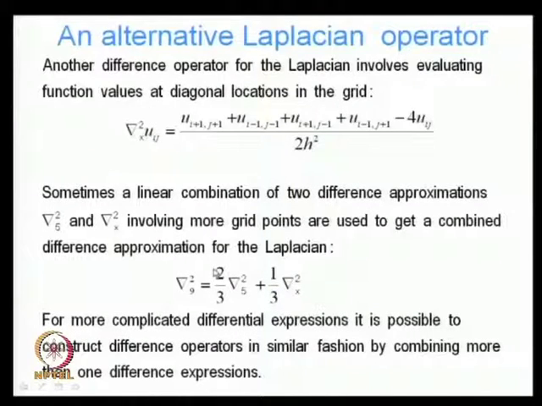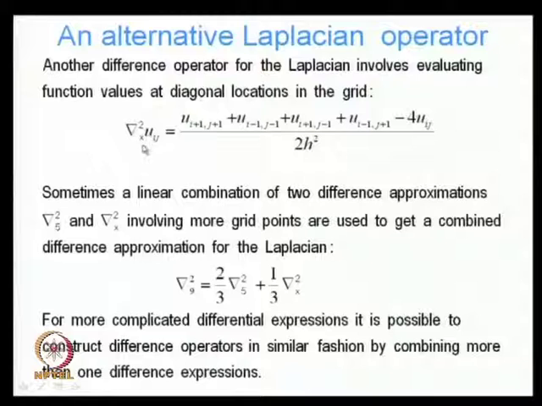Now, it turns out that there is another approximation to the Laplacian operator, not just this 5-point operator, and this involves evaluating the function values at diagonal locations of the grid. So, here we evaluated the function values at the original location, the point at which we want to find the Laplacian, plus h in the x direction, minus h in the x direction, plus h in the y direction, minus h in the y direction.